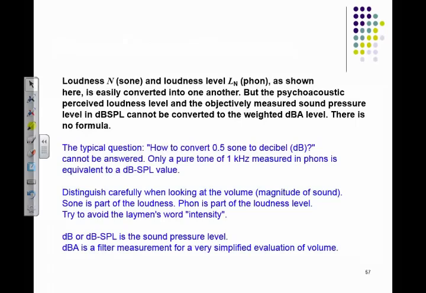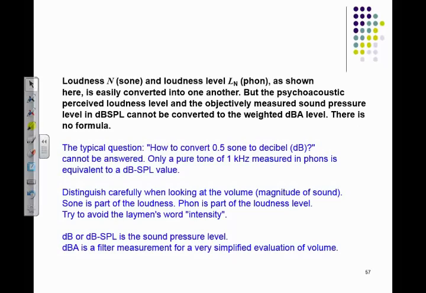Okay, just summarizing, the loudness in sone and the loudness level in phone, as shown, are easily converted. We have a nice correlation between these. But the psychoacoustic perceived loudness level and the objectively measured sound pressure level in dB SPL cannot be converted. There is no formula. The typical question, how to convert half a sone to a decibel, cannot be answered. Only a pure tone of 1 kilohertz measured in phones is equivalent to a dB. So unless you always have exactly a 1 kilohertz tone, you cannot say how loud something is, unless you ask somebody.